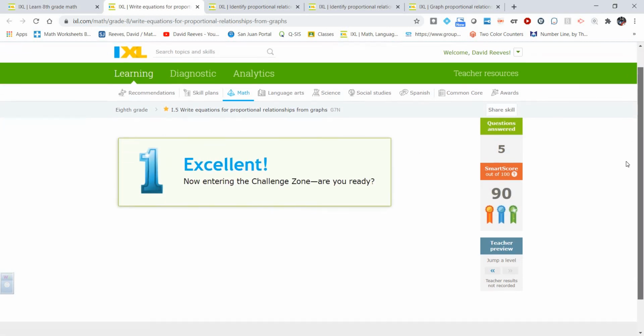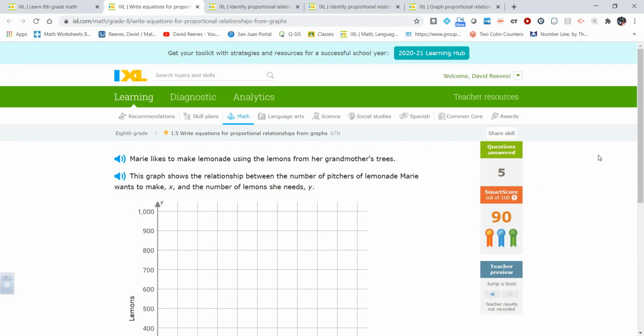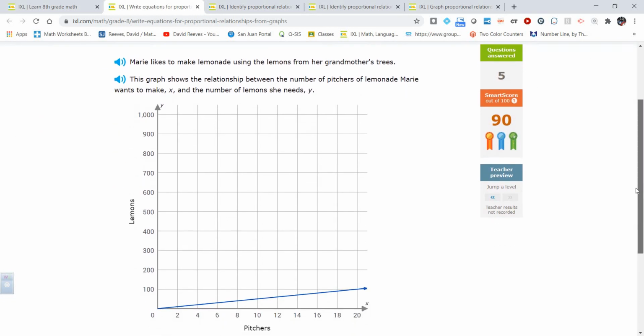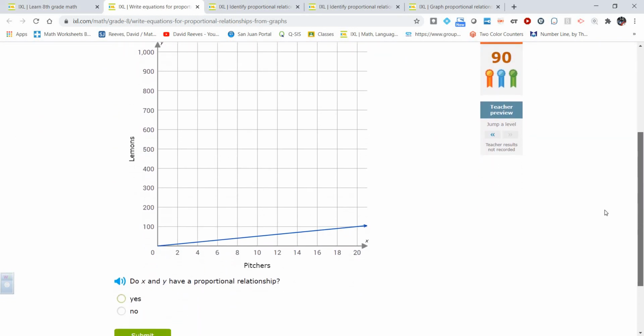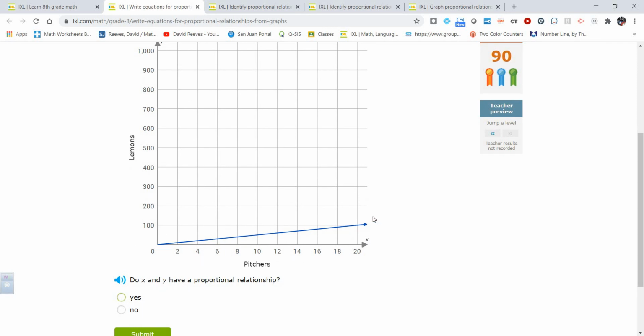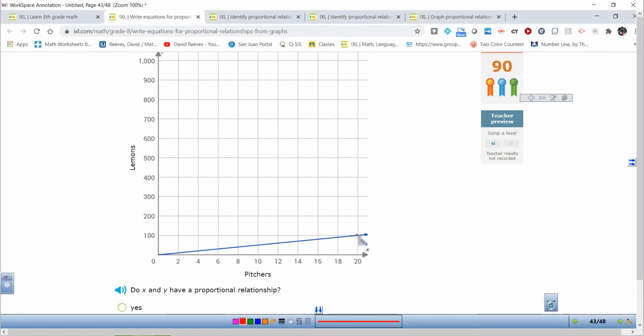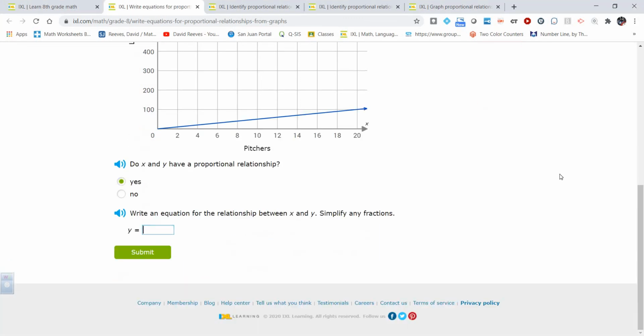Let's see what we got. All right, lemonade with lemons from her mother's tree. All right, do we have a proportional relationship? Again, straight line through 0, 0. If you don't believe me, let's take a look at that point right there. That point is 20 and 100, right? All right, that point right there sure looks like 10 and 50, doesn't it? We don't know for sure, but we do know it's a straight line through 0, 0. So we're going to say yes.